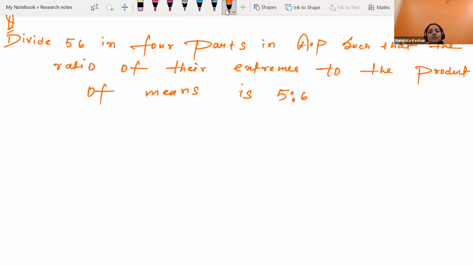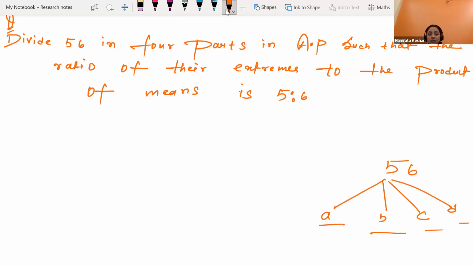Think about it. Divide 56 in 4 parts in AP. Suppose 56 we have to divide in 4 parts. First is A, second is B, third is C, and the fourth one is D. This ABCD must be in AP. That's what the question says. It's divided in such a way that all the 4 terms, when you write them, must create an arithmetic sequence.